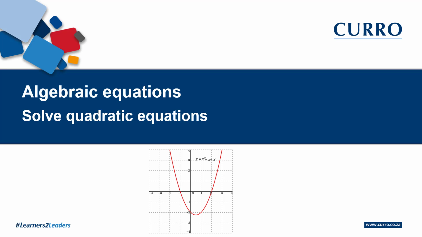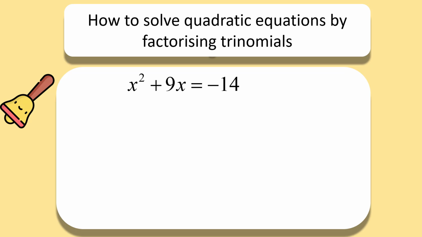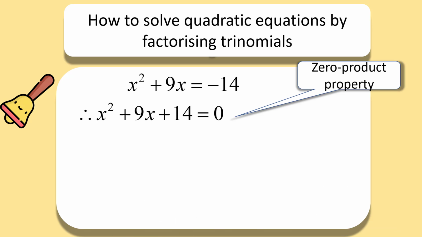Algebraic equations, quadratic equations. How to solve quadratic equations by factorizing trinomials. Look at this equation. We see that it's a quadratic equation. Why? Because of the x to the power of 2. We use the zero product property.